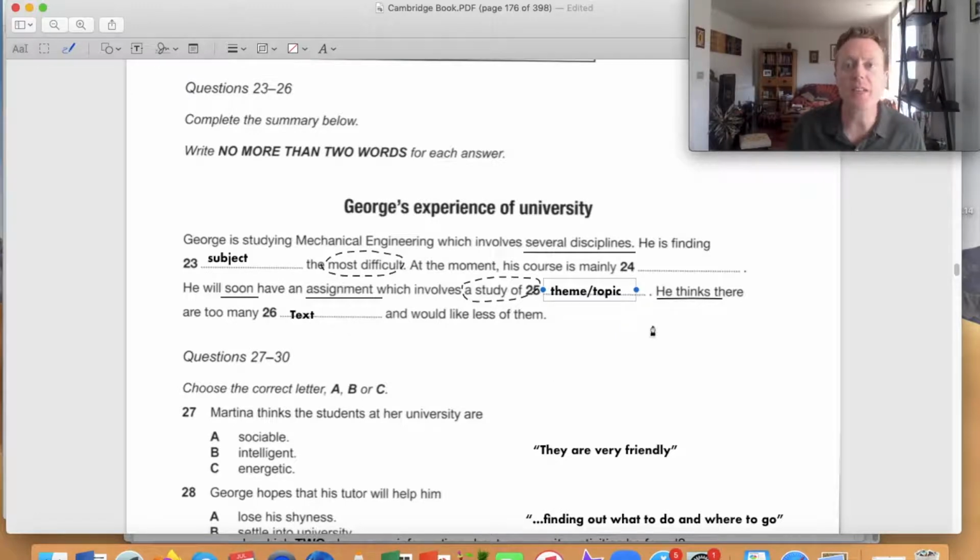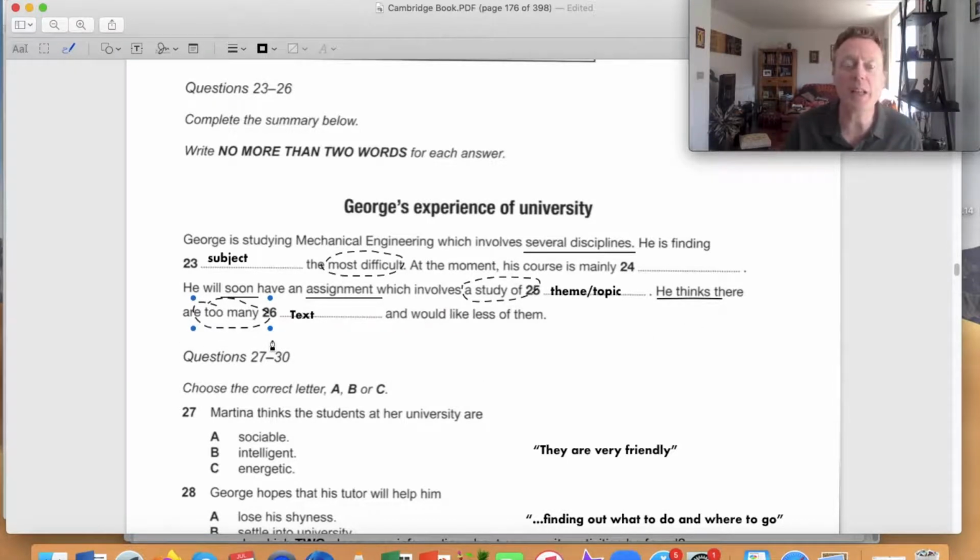So 26, he thinks there are too many something. So here I've underlined he thinks. So we're listening for some language that indicates George's opinion. So he might say, in my opinion, or he might say, I think, or I believe, or I feel. Something that indicates he thinks. What does he think? What's our detailed word? Here, it's too many. So we're listening for George giving an opinion that there are too many of something.